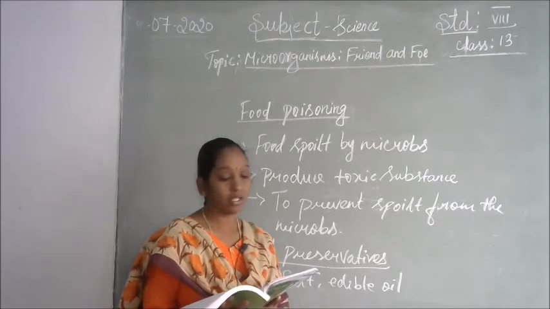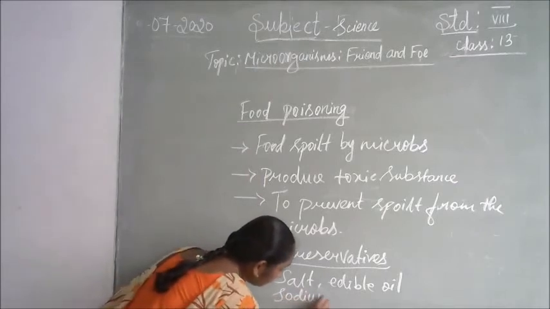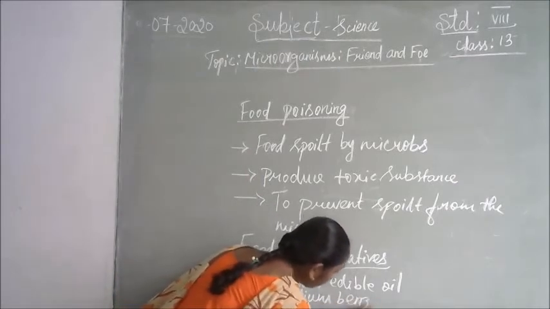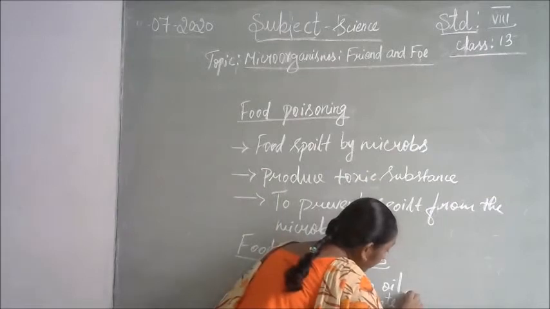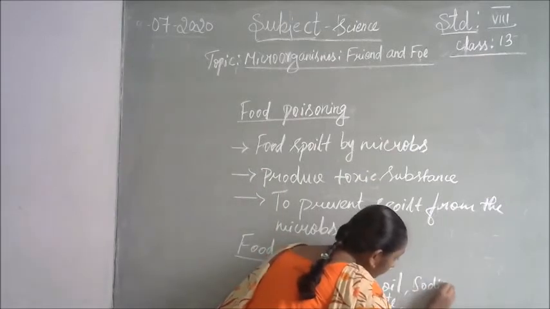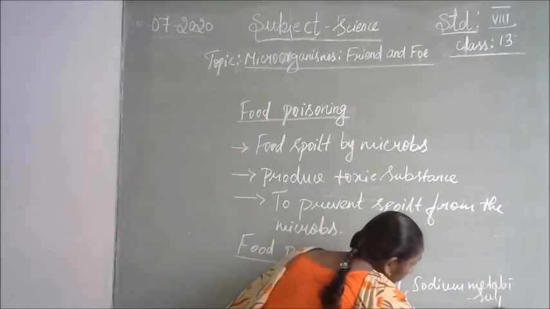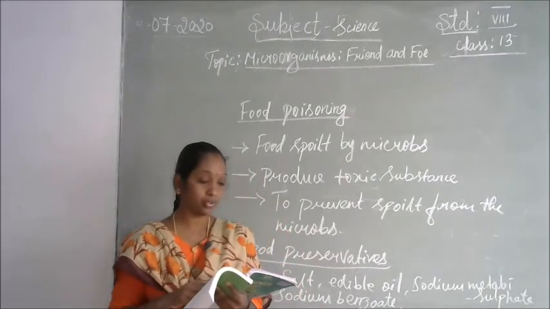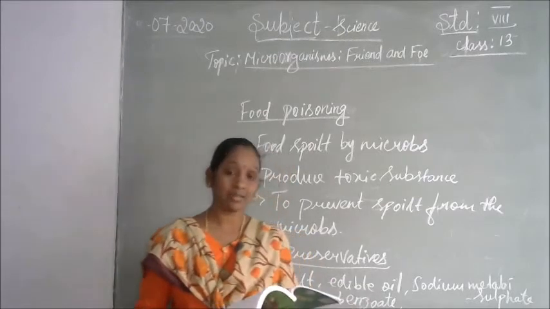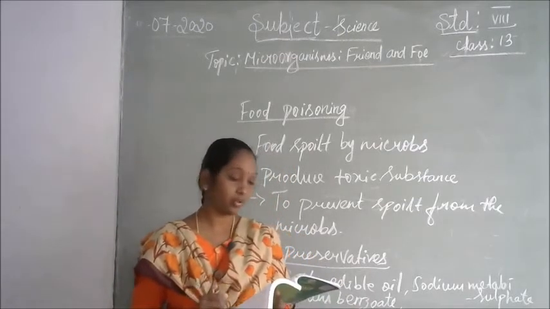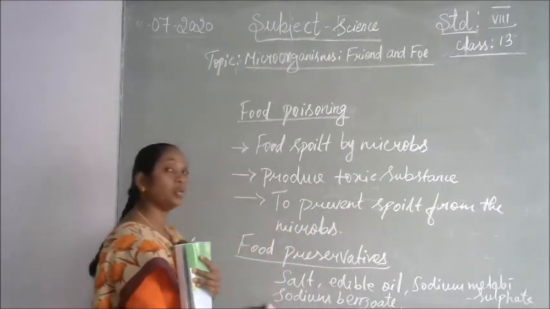Apart from salt, sodium benzoate and sodium metabisulfite are preservatives. These are also used in jams and squashes to check their spoilage. They are added to jams and squashes to check the spoilage of the food items. Next, preservation by common salt. How to preserve through common salt.